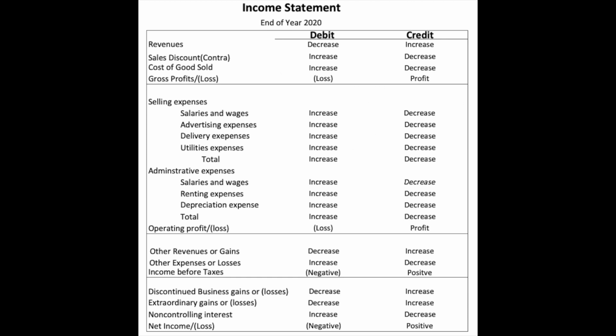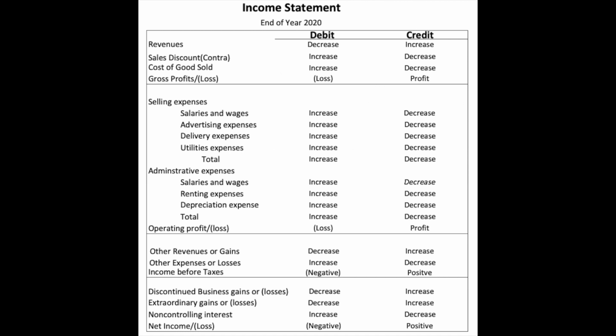Cost of goods sold is literally the cost of inventory or service. Cost of goods sold increases with a debit and decreases with a credit. Gross profit or loss equals net revenues minus cost of goods sold. Gross profits are on the credit side and gross losses are on the debit side.